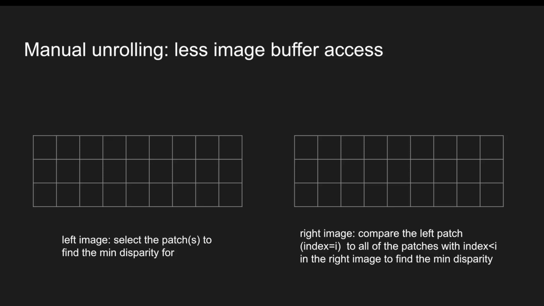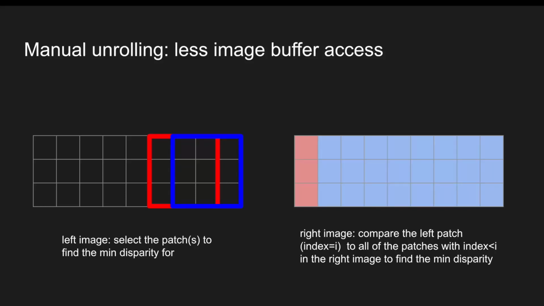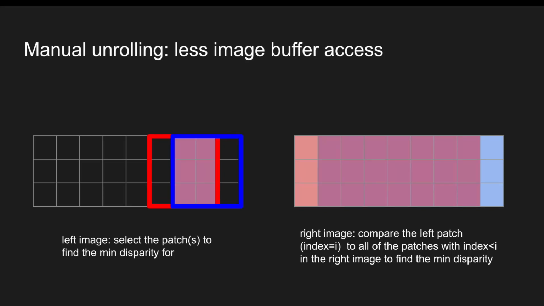To find disparity for a pixel at index I in the left image, all of the patches with index less than I in the right image need to be compared to. The red patch, for example, requires access to all of the right pixels on the right image, and similarly for the blue patch. And from the animation, we can observe that all of the overlapping pixels between the two can be reused with manual unrolling to reduce the latency.